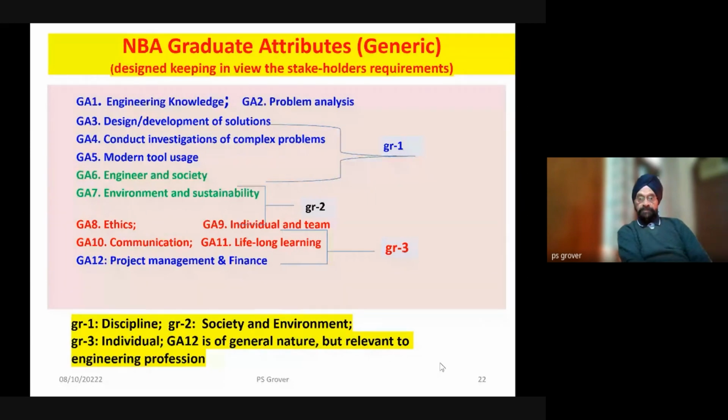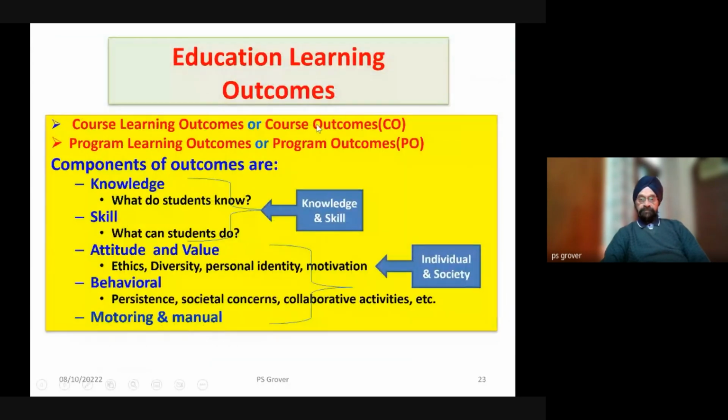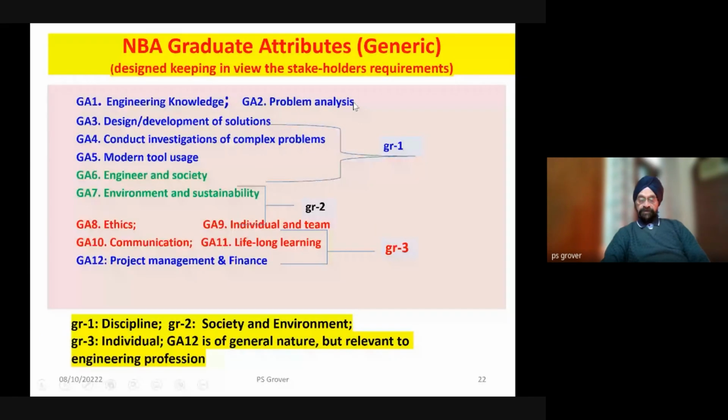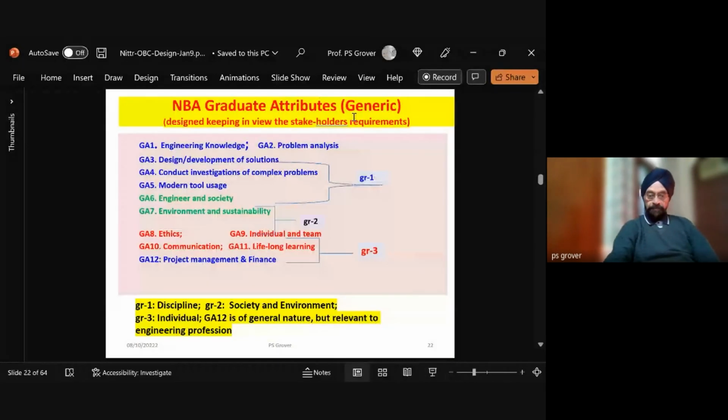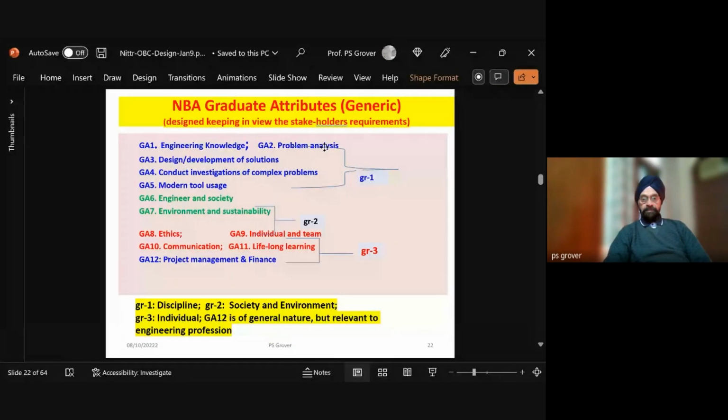Just another example. NBA graduate attributes for the BTech students. Now see here, NBA has specified 12. Out of these 12, you will notice that the first five are about the discipline: engineering knowledge, problem solving, design and development, conduct investigations, modern tool usage.